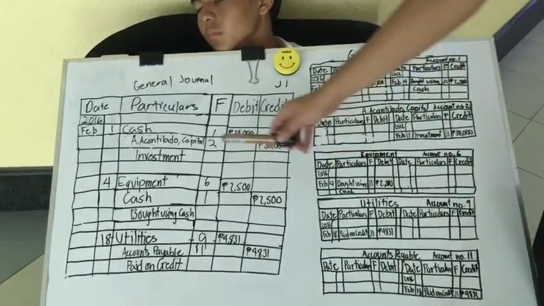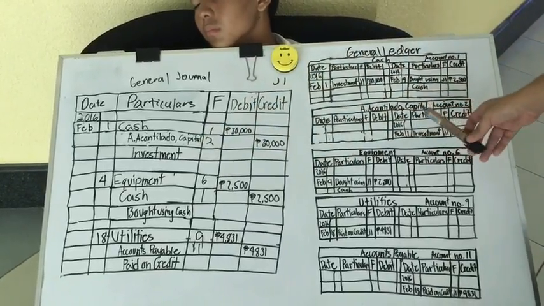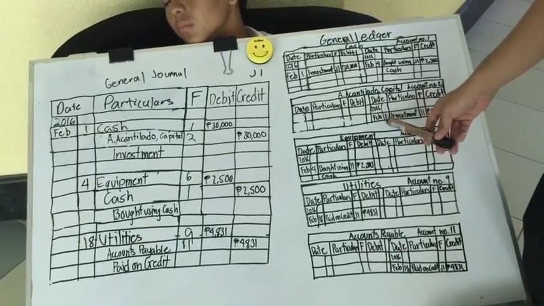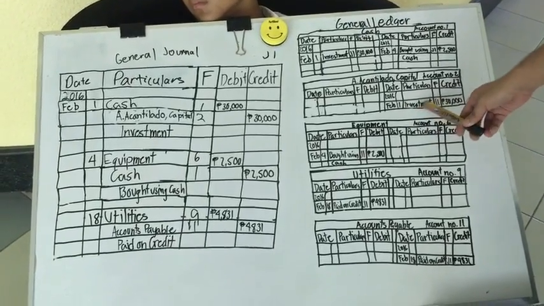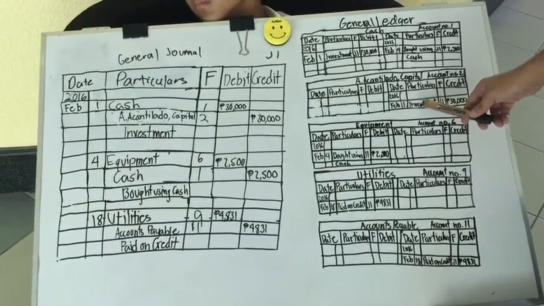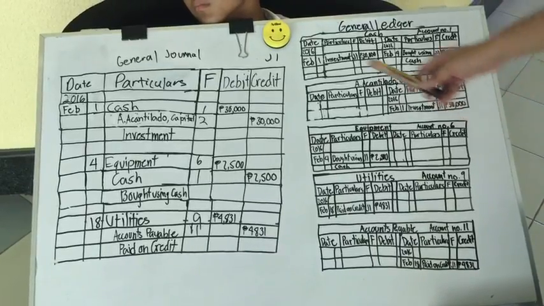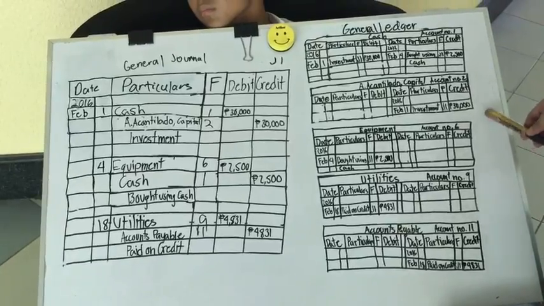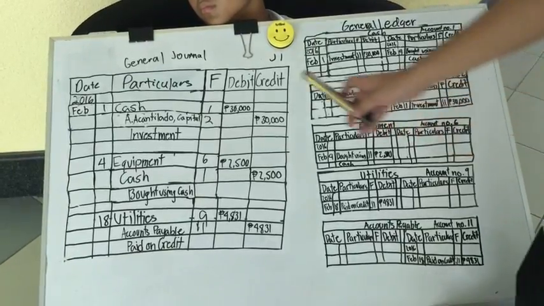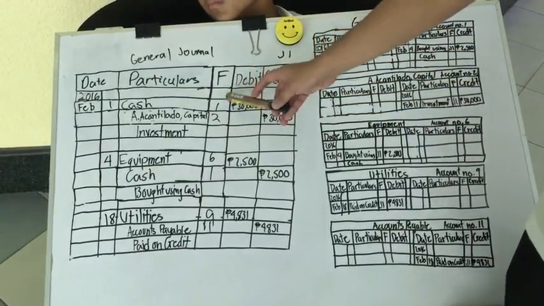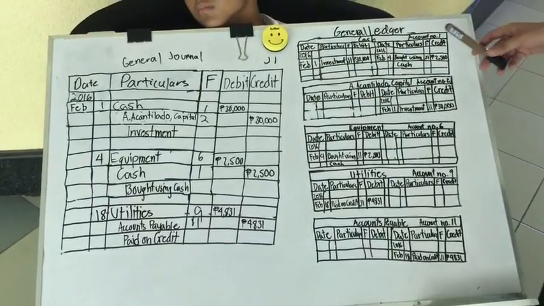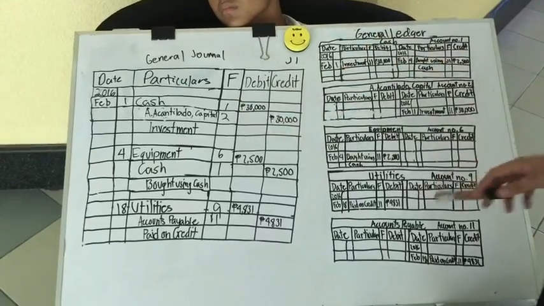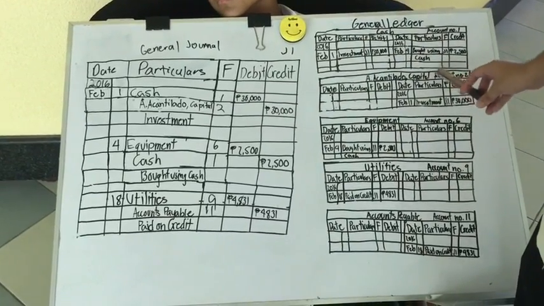Next, the capital. You write it in the credit side. You also write the date, 2016, Feb 1. Then the explanation, which is investment. Then the folio, which is also located in J1, so you write J1. Then put the amount, which is 30,000. After that, in the folio column of the journal, write 1, since the account number of cash is 1. Then for the capital, you write 2, since it's number 2 in the ledger.